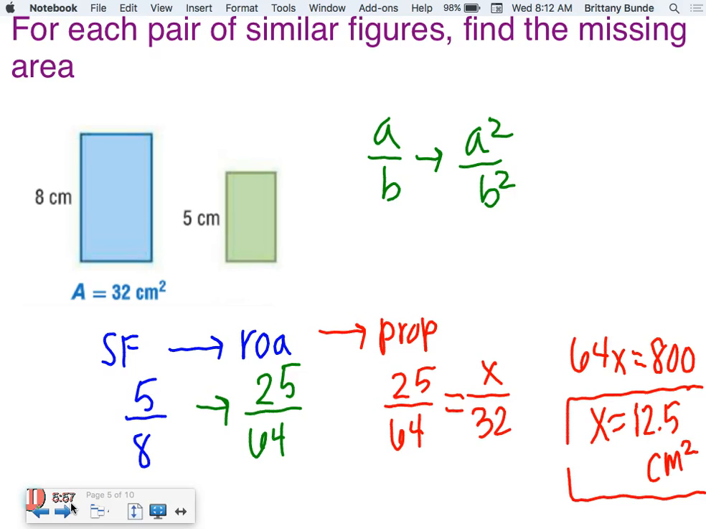Okay, try the triangle one, exact same problem. I'll leave this up so you can see how to do it, but same process, just different numbers. Start with scale factor. Reduce if you can.